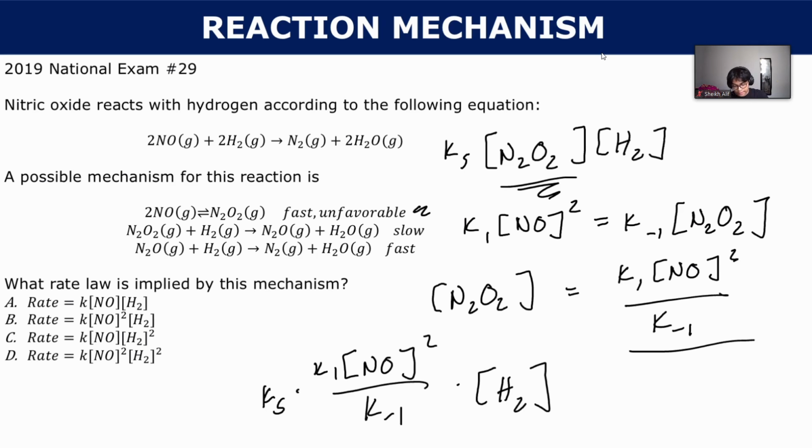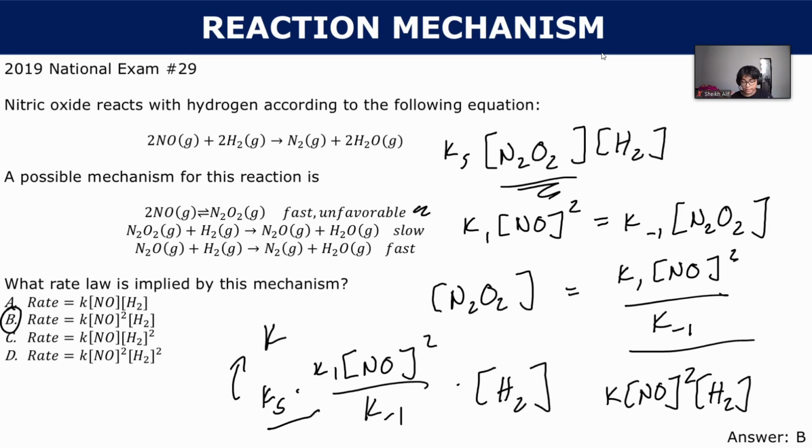And essentially, all these K values are going to multiply and divide, so we can say that their final value is just going to be standard K. So at the end, what we have is K times NO squared times the concentration of H2. And that's going to be the rate. And that is answer choice B. And that is the correct answer. So again, learning that the slow elementary step is going to be the rate law of the entire reaction, and then solving out for any intermediates or any catalysts using the fast equilibrium reaction.